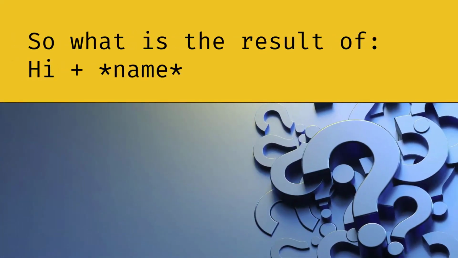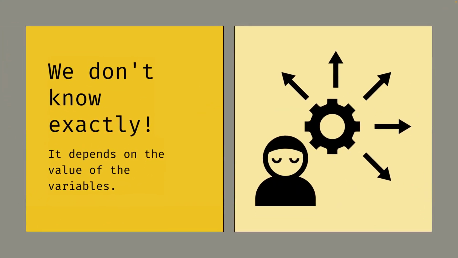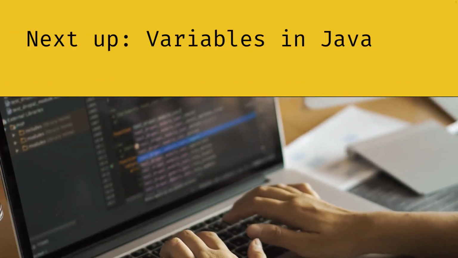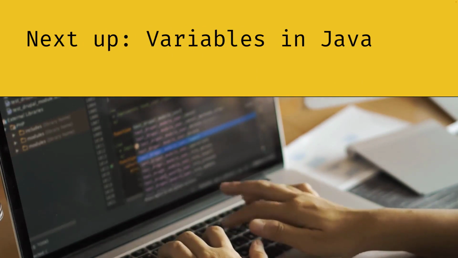So, what will be the output when we run this program? Hi plus name. We don't know exactly. It depends on the value of the variables. Alright, so now we know that variables are building blocks that make our code dynamic. Let's have a look at how this is done in Java.